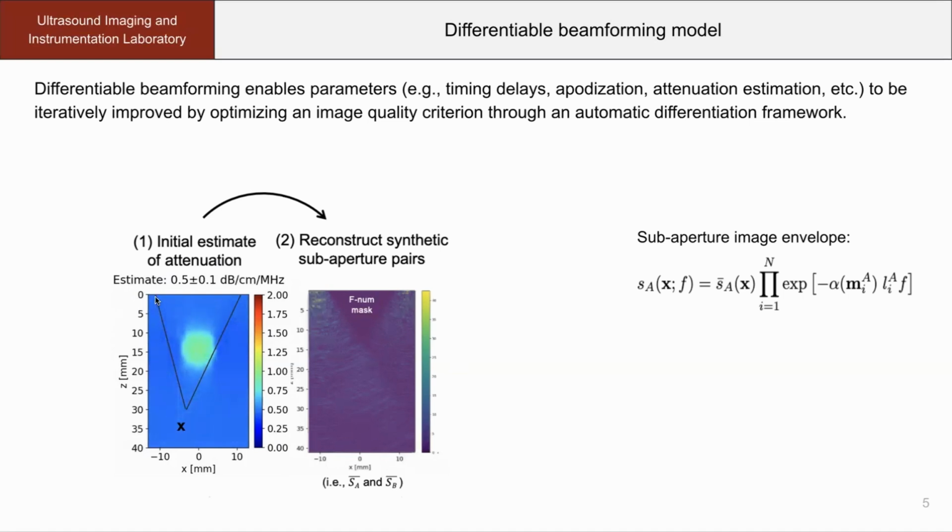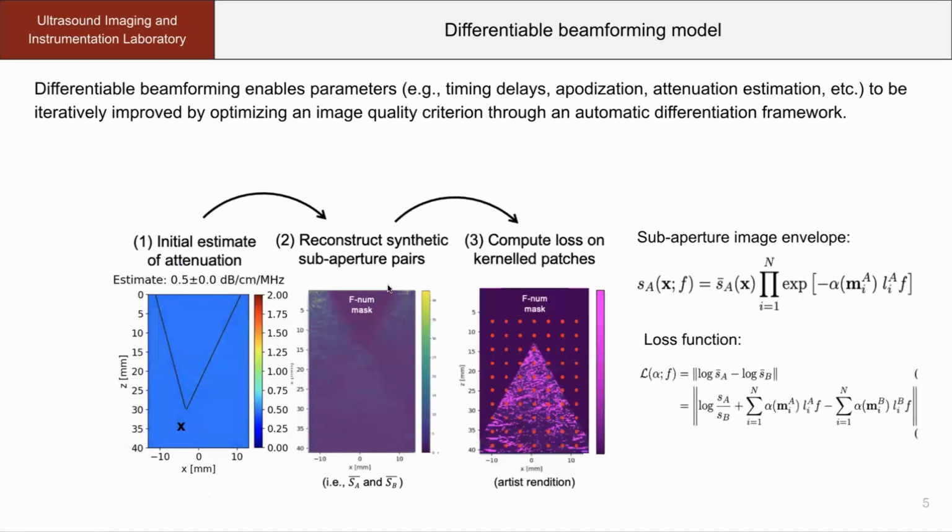This ray trajectory goes from our transmit aperture down to the point X, and then to our receive aperture. Along this ray path, we have multiple segments that we break into, and we can calculate the accumulated attenuation along this ray path by doing some integration.